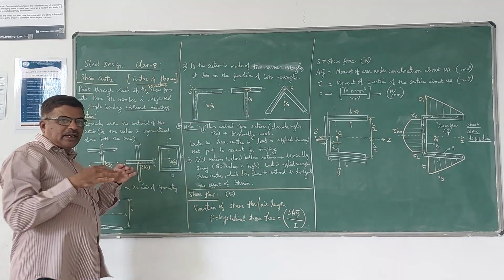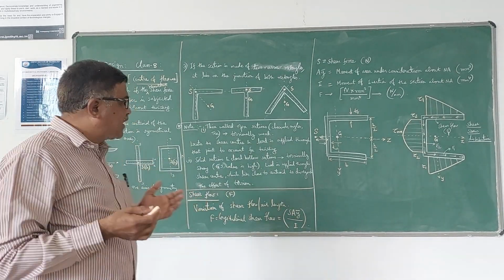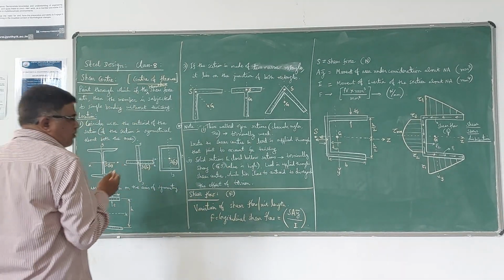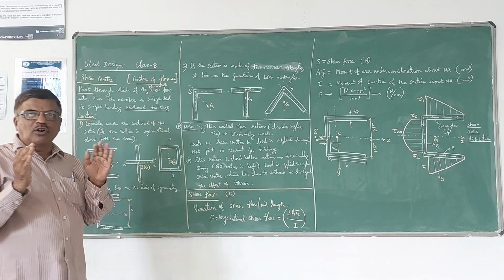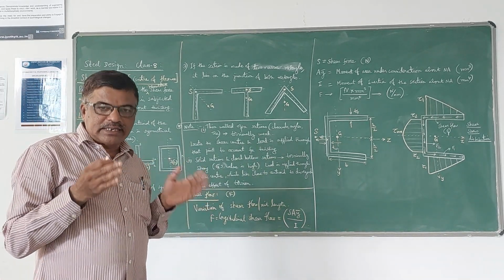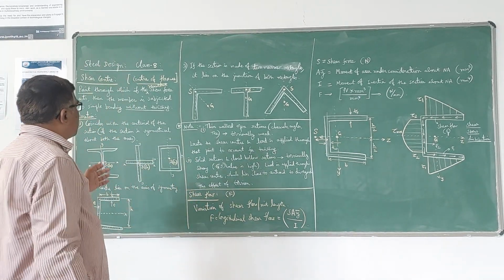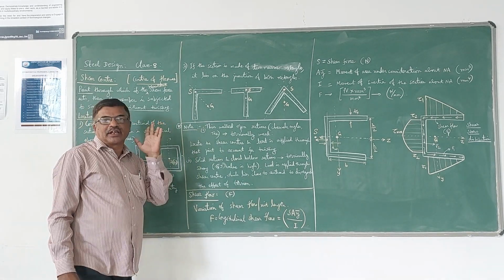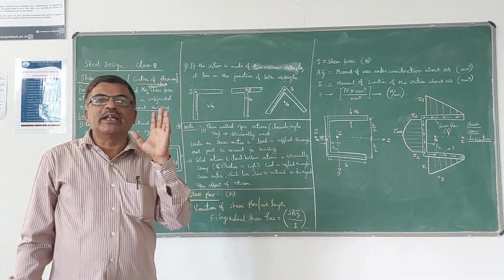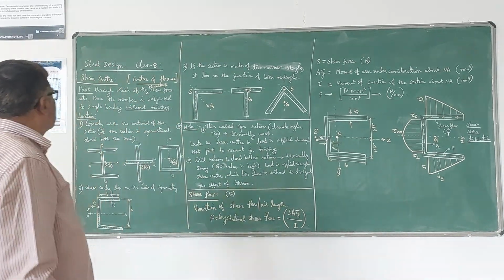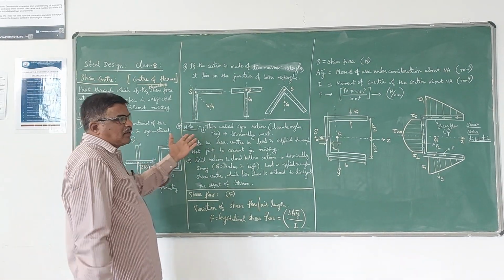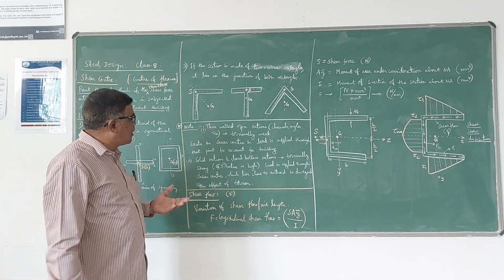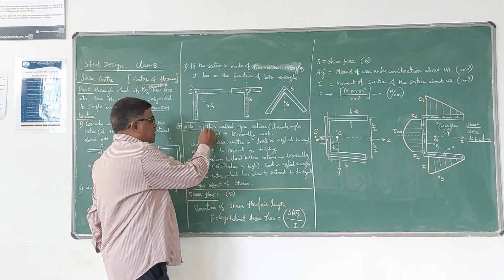That means in any structure, if you take any cross section and apply the load in such a way that it passes through the shear center, then it will not be subjected to any twisting. It is subjected to only bending, simple bending or pure bending. So it is very important in the case of non-circular sections or thin-walled open sections.